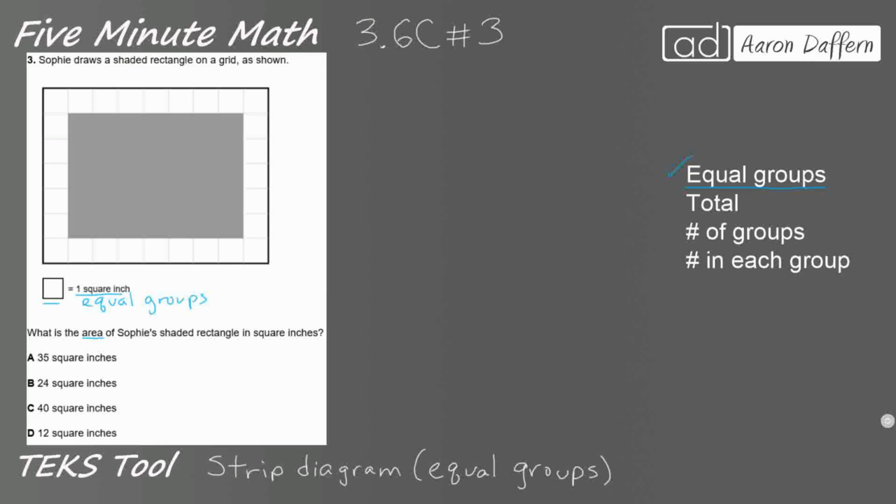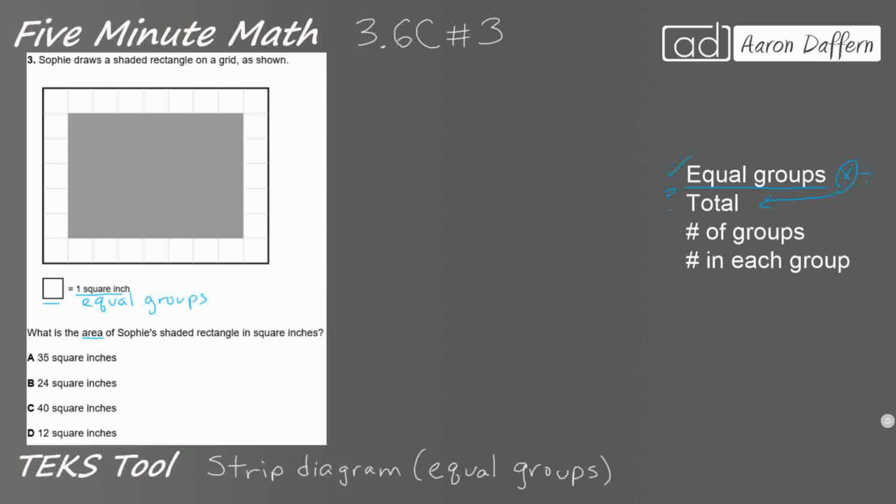Well, they're asking for the area. The area is the total shaded, so that is what's unknown. So that means we need the number of groups and the number in each group. Because equal groups tells us that we're dealing with multiplication or division. And since we're looking for the total, that means we are going to be multiplying. If they give us the total and we're missing one of the other two, that means we're going to divide.